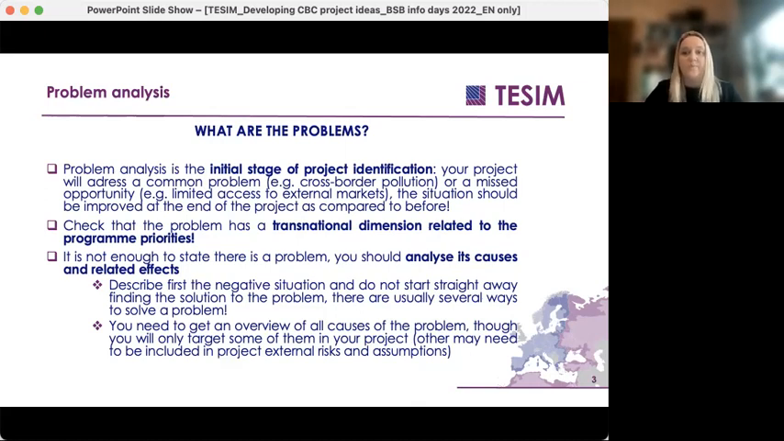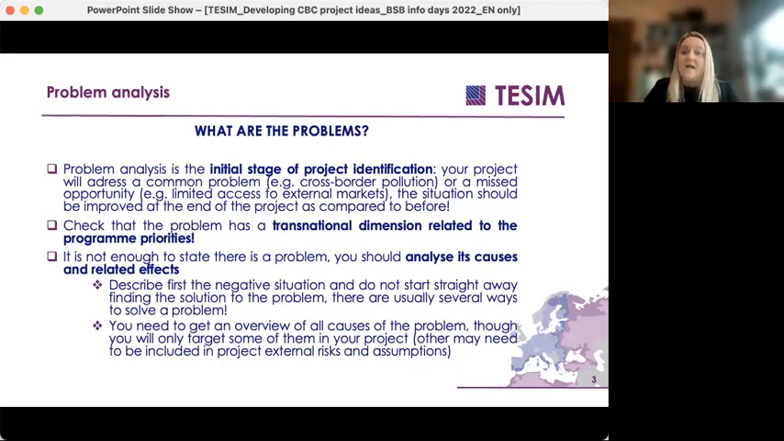And you can do so by explaining why the present situation is problematic, which means answering the question, why is this a problem? And you do so by describing the negative situation. In the project proposal, you also need to show that you understand the causes and effects of this problem, and you need to highlight the transnational dimension of the problem.